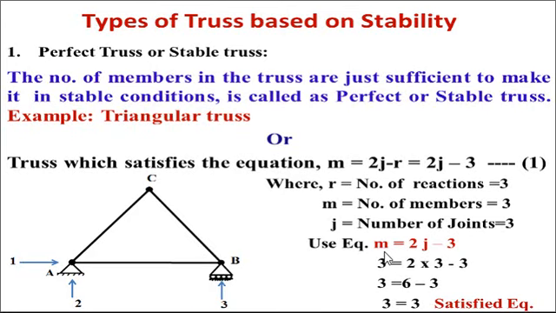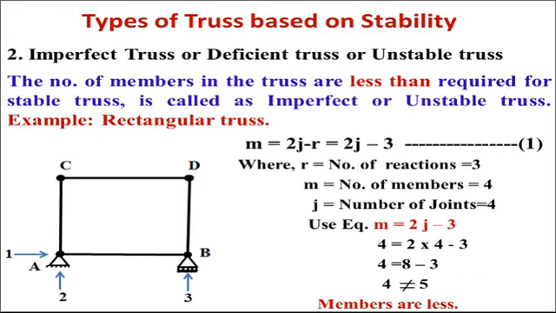If we put in this equation, M is equal to 2J minus 3. Members are 3. Joints are 3. So 3 equals 6 minus 3, so we will get 3 equal to 3. Means it satisfies the equation. Means whatever triangular frame is shown, that is the example of a stable truss, or the given truss is stable.